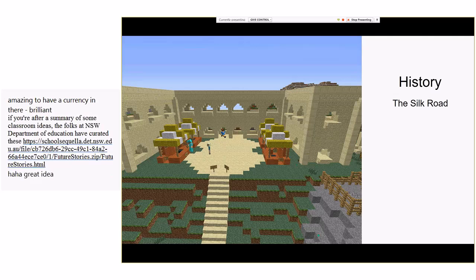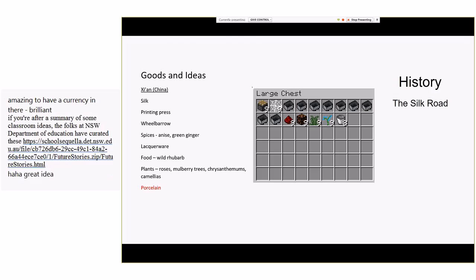So I just renamed a whole bunch of items so that they could trade silk. I just used cobwebs, and renamed them on the anvil. So that's some of the projects that I've done. There's some of the stuff that Xi'an, that particular group, had to do.